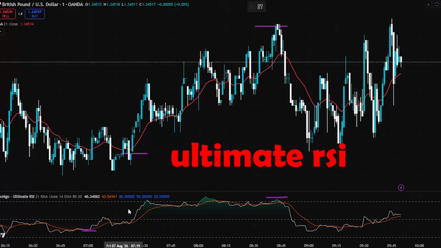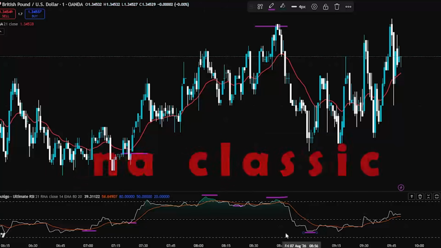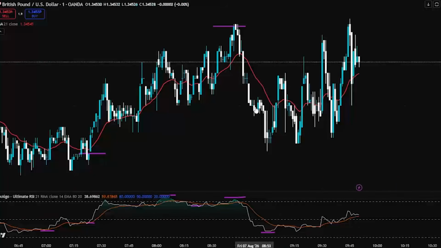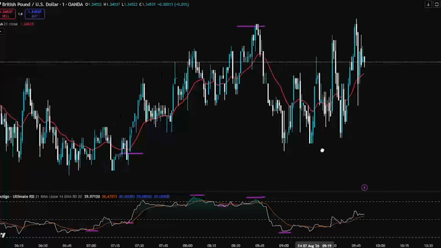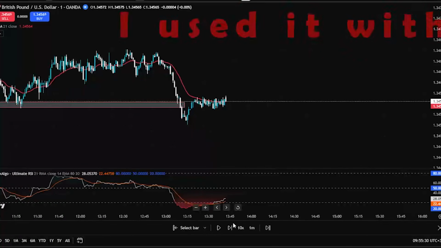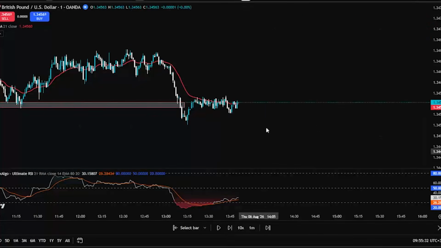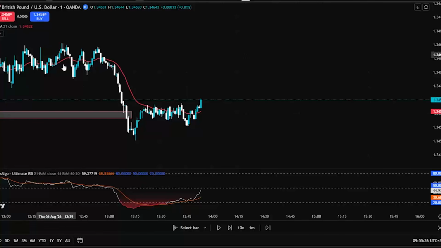The second part of the strategy is the ultimate RSI indicator. This is not the traditional RSI that most traders use. This version uses RMA calculation, and in this setup, I use a length of 21. I also made some personal adjustments to the indicator based on my own trading style to make the signals cleaner for scalping.